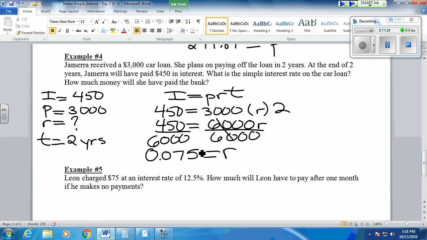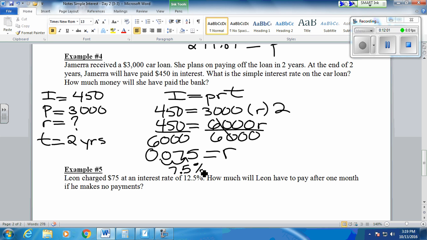That is not my final answer, because if you recognize, after we've been practicing the y equals mx, I did not put the r over what value? 100. So because I didn't account for the 100 there, I need to change this decimal to a percent. And to change a decimal to a percent, you multiply by 100. So the decimal will go 2 places to the right. So it's actually 7.5%.